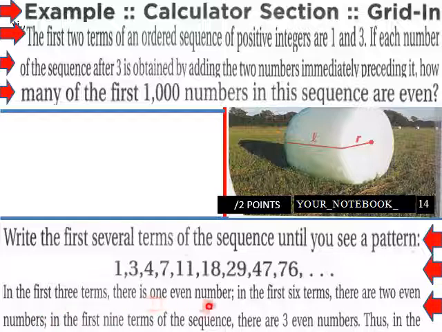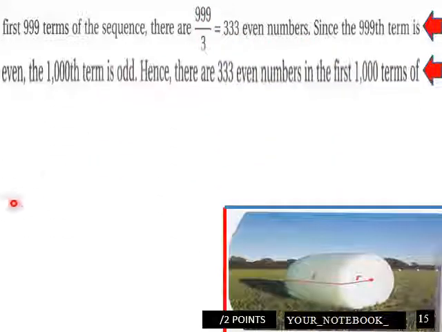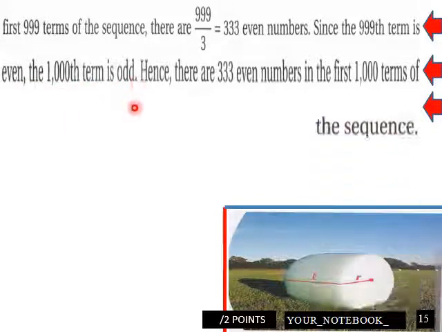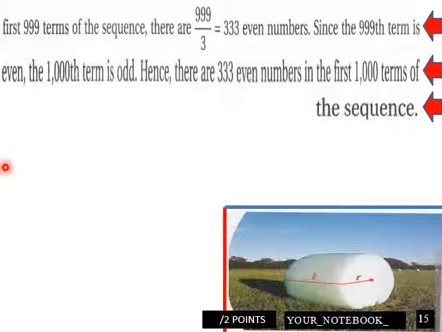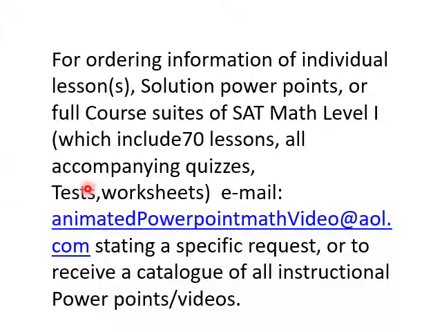In the first 3 terms, there is 1 even number. In the first 6 terms, there are 2 even numbers. In the first 9 terms, there are 3 even numbers. In the first 999 terms of the sequence, there are 999 divided by 3 equals 333 even numbers. Since the 999th term is even, the 1000th term is odd. Hence, there are 333 even numbers in the first 1000 terms of the sequence. Grid in 333. And that, my friends, was 2.1, lessons 3 through 6.